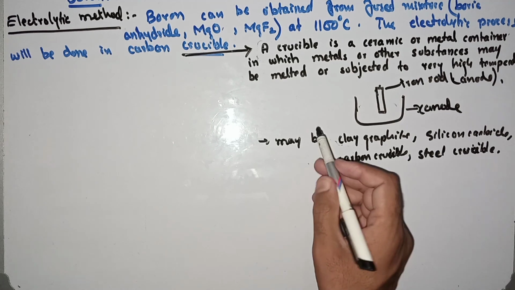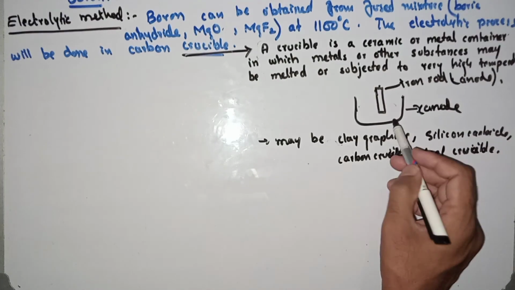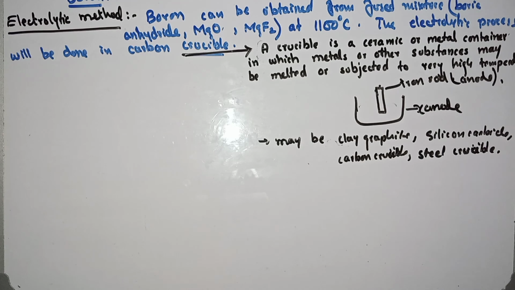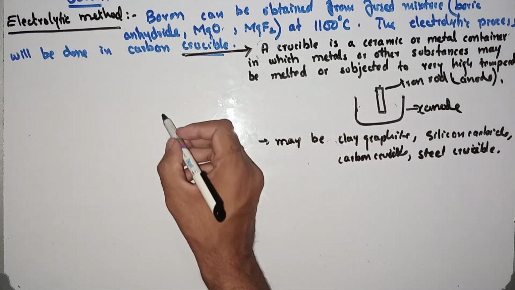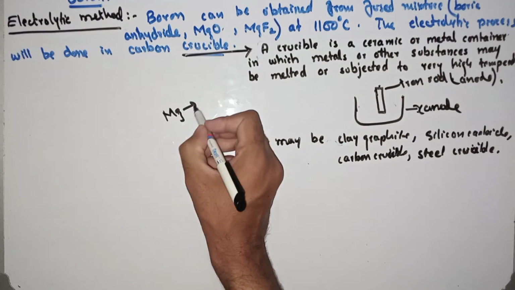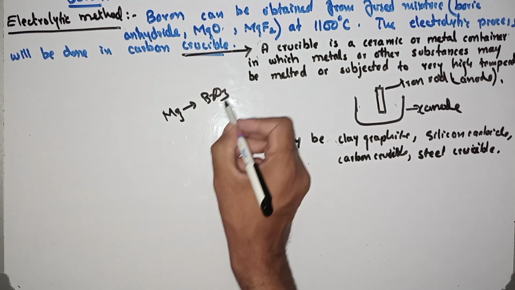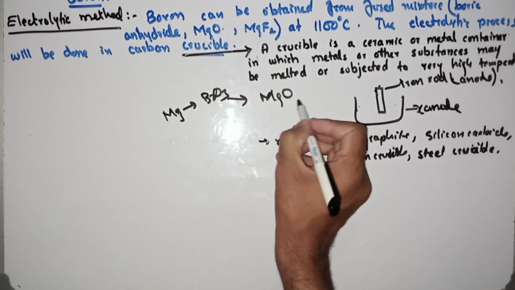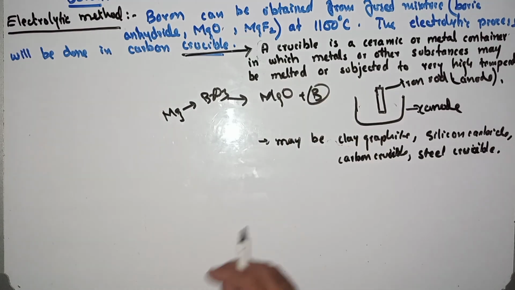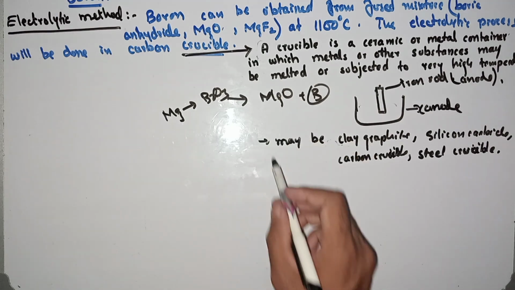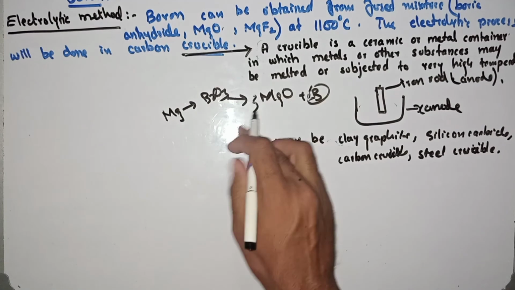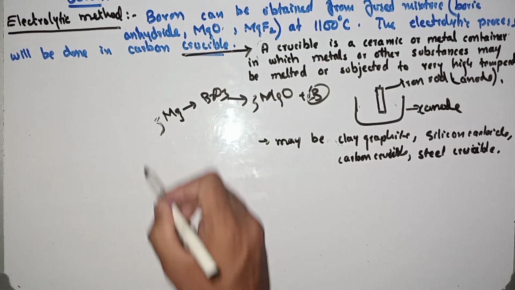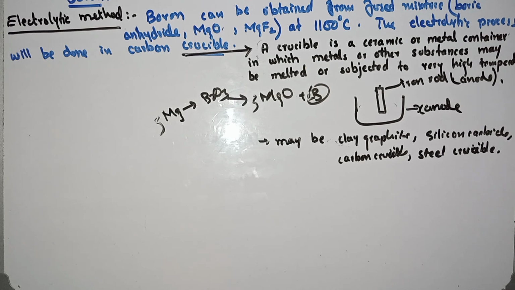The magnesium at the cathode reduces B2O3. Mg reduces B2O3 and produces MgO plus boron. Only boron will be produced: B2O3 plus 3 Mg gives 3 MgO plus 2 B. So here boron will be produced.